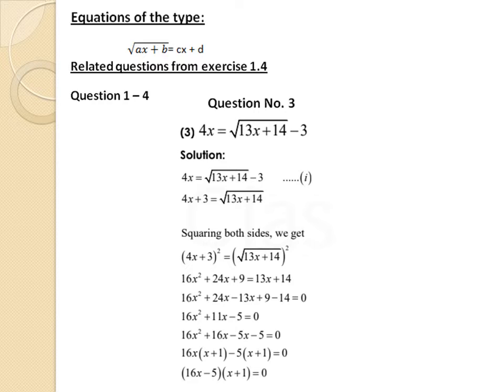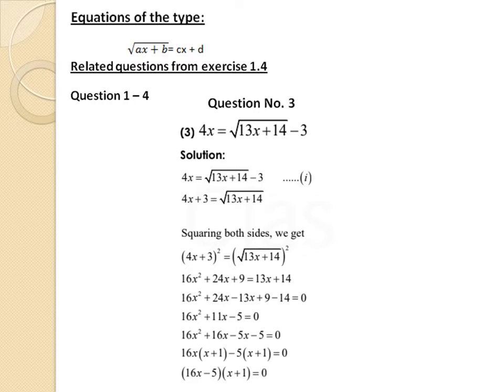You can apply identity 1 on left hand side to expand this square, which is a plus b whole square is equal to a square plus 2ab plus b square. When we apply this identity on left side to expand it, we get 16x square plus 24x plus 9, and when we expand square on the right hand side, as square will cancel square root, so we get 13x plus 14. So we convert this quadratic equation, which is radical free, in the standard form. So its standard form is 16x square plus 11x minus 5 is equal to 0.